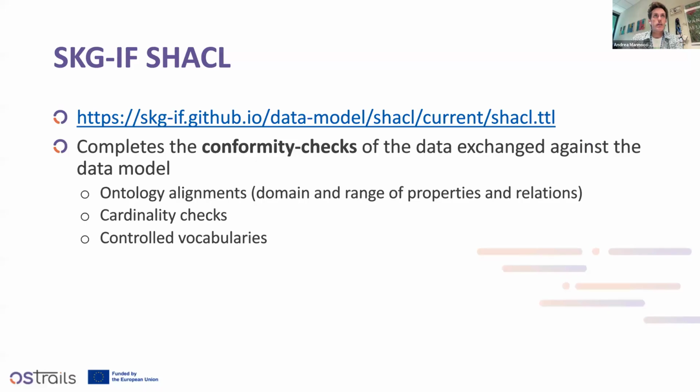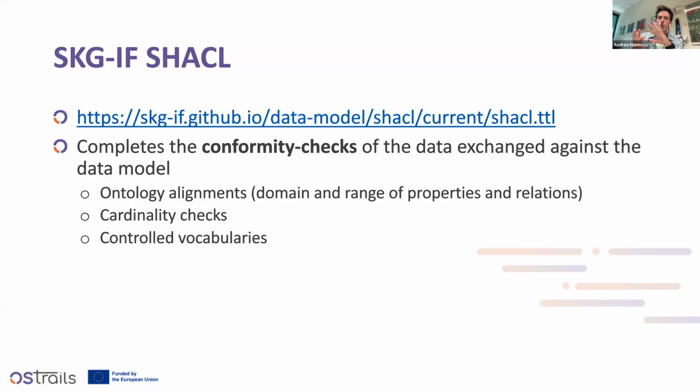And all this is complemented by SHACL, which is the other bit that completes the conformity checks of the data exchanged over the wire to the data model. So it provides ontology checks for the ontological alignments in terms of domain and range of properties and relations. It performs cardinality checks and checks towards the vocabularies.